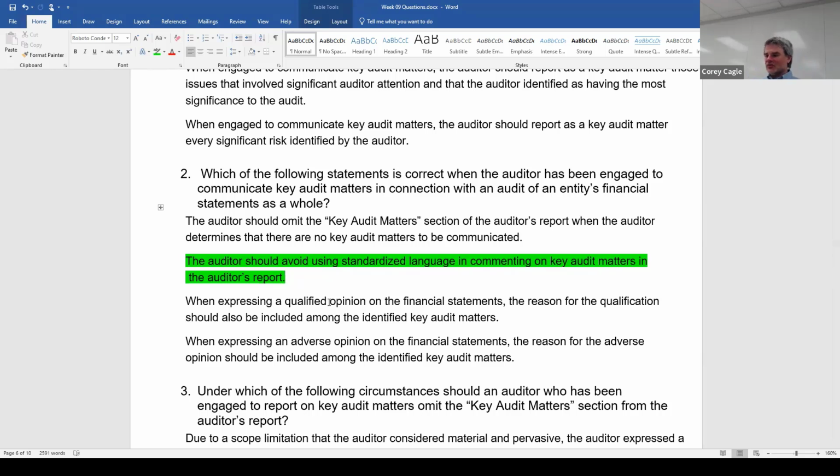But the wrong answers kind of drive some points home too, right? A, we already read about that. C says when expressing a qualified opinion on the financial statements, the reason for the qualification should also be included among the identified key audit matters. So we just said that we don't even have any key audit matters that led to a qualified opinion in there, because we'll deal with that in the wording for why we qualified the opinion, right?